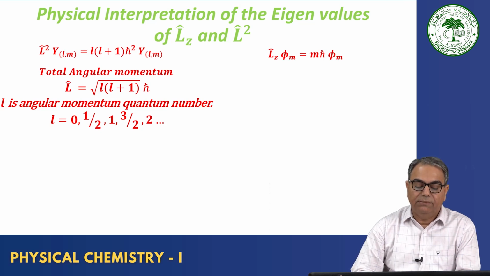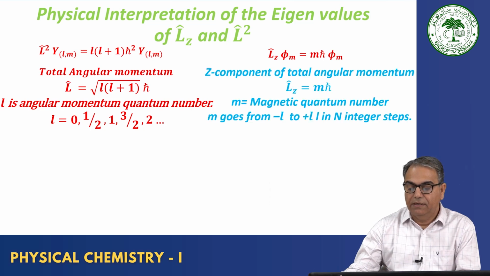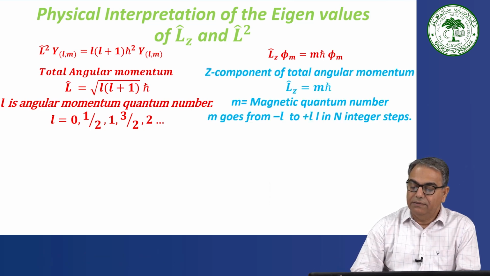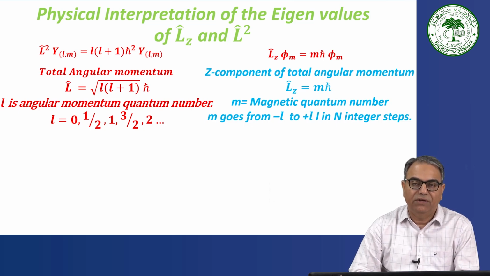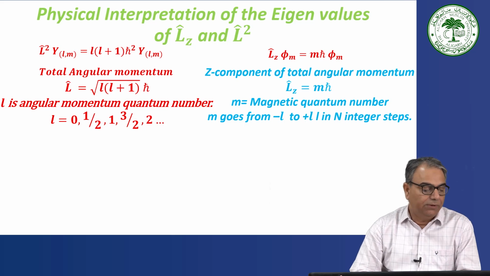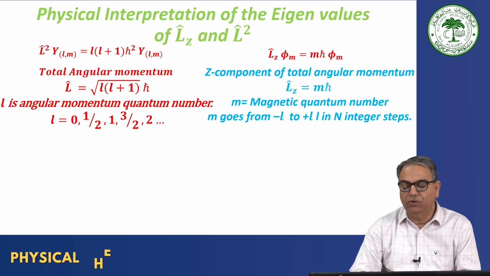The azimuthal quantum number has values 0, 1/2, 1, 3/2 and so on. And Lz acting on phi gives m h cross, and this m is called the magnetic quantum number. Both of these you were already aware of qualitatively. You knew that you have an azimuthal quantum number, also called the angular momentum quantum number, and a magnetic quantum number. So all this was known to you.